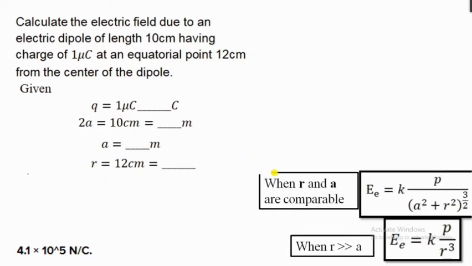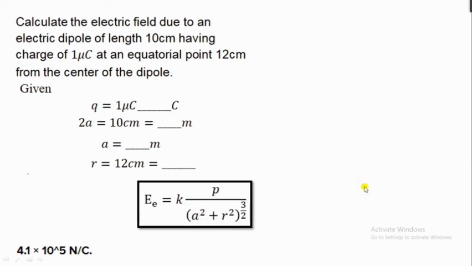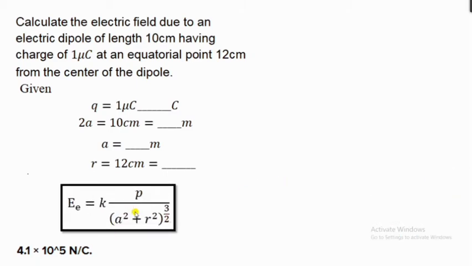Now this is the expression for the electric field, and this is for when r and a are comparable, and this is when r is greater than a. Now if you see, r is 12 centimeter and a is half of 10 centimeter, that is 5 centimeter. Both are in centimeter, so they are comparable. So we have to use this formula. Now you can put the values and you will get this to be your answer.